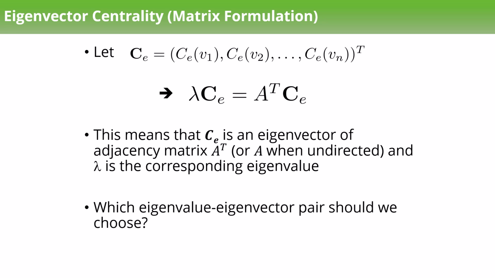So the centrality vector becomes an eigenvector of the adjacency matrix and the corresponding value is the eigenvalue. In simple terms, A x is equal to lambda x, where A is the adjacency matrix, x is the centrality vector and lambda is the eigenvalue. So now the equation is lambda c equal to A transpose c. C is the eigenvector, A transpose is the transpose adjacency matrix. Lambda is the eigenvalue.